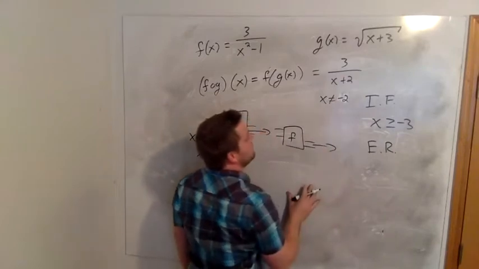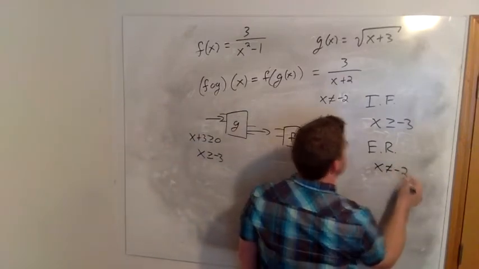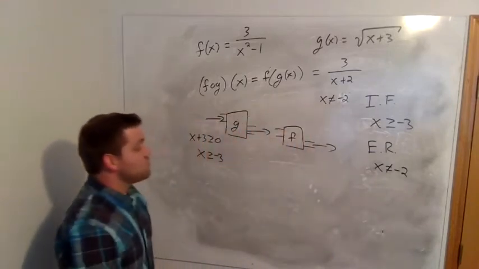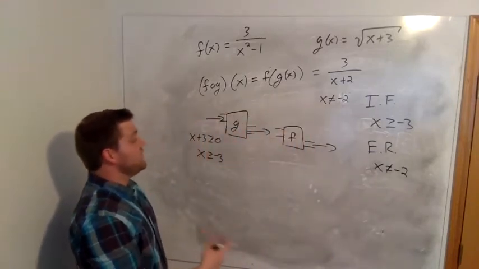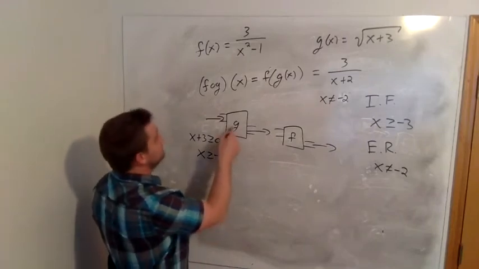Otherwise, we'd be dividing by 0. So notice here that x cannot be equal to negative 2. If we tried to plug in negative 2 into this function, we'd have a problem. Let me just illustrate this for you. What if we tried to plug negative 2 into g?